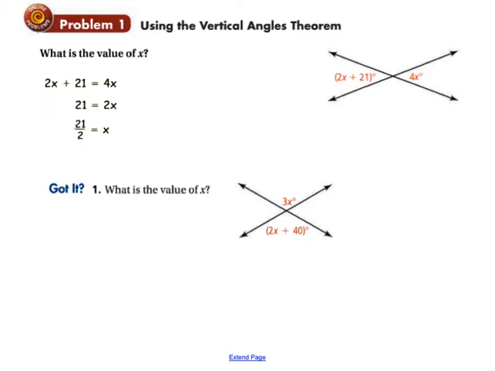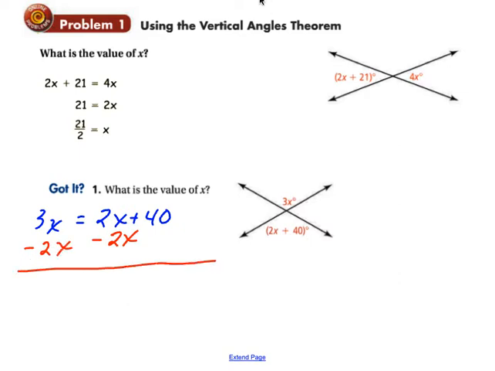So how about the second one? Let's work through that one together. The second one says, what is the value of x? Well, we can set those equal. We can say 3x is equal to 2x plus 40. And then we want to subtract 2x from both sides. When we do that, we're left with x on one side, and the x's on the other side drop out. So we get x on the left is equal to 40.